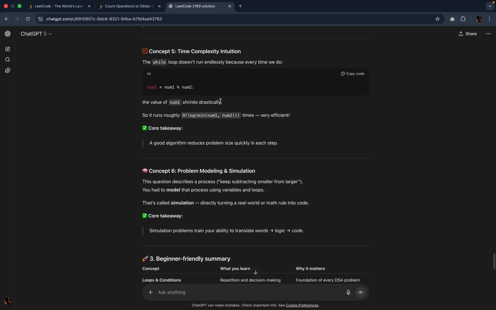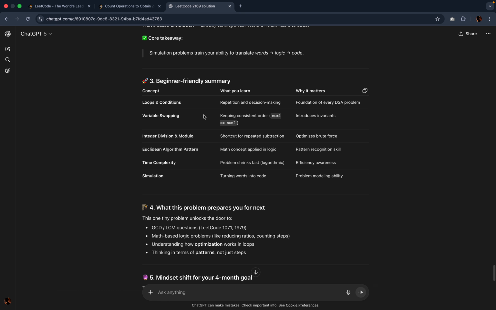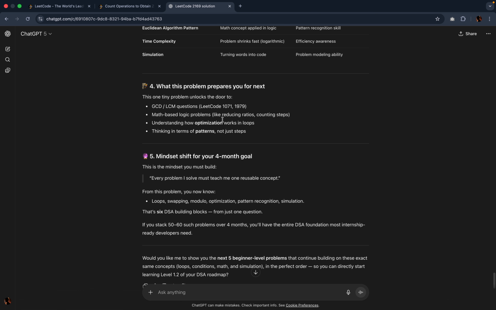The time complexity intuition is that the while loop doesn't run endlessly, because every time we do number 1 modulo number 2, the value of number 1 shrinks drastically. So it is very efficient from a time complexity point of view, because every time we do the floor division of number 1 and number 2, the value of number 1 shrinks drastically, and hence it's very efficient. So this is the concept and this is the problem.